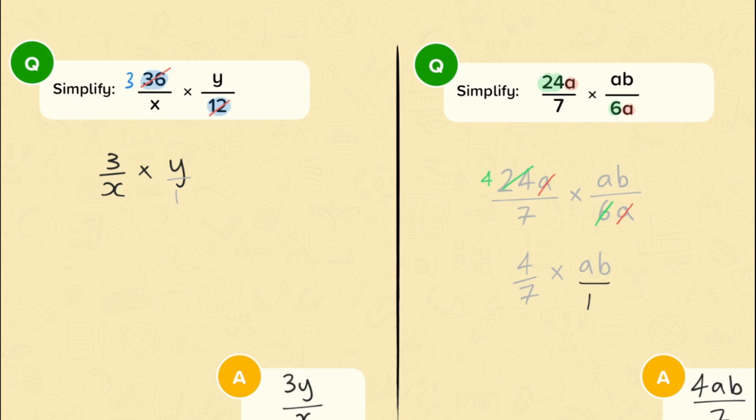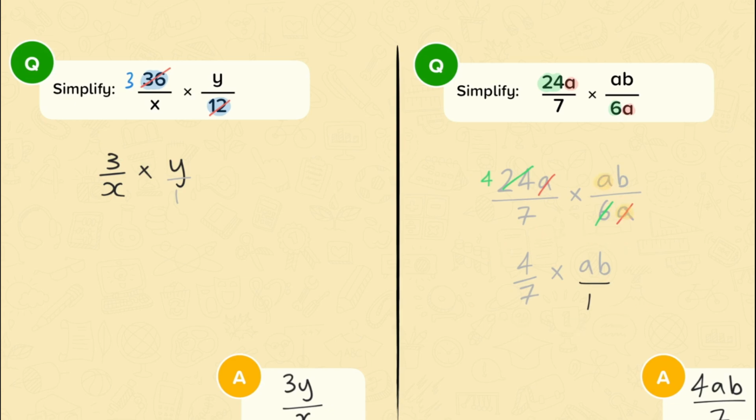Well done if you got a final answer of 4ab over 7. Here's my working out. Firstly, I cancelled common factors in 24 and 6. Divide by 6. Well, 24 divided by 6 is 4, and that 6 cancels out. Now I looked at the a's. I cancelled an a here and here, as it's a common factor. You could have, of course, cancelled the a here and here. It really is up to you.